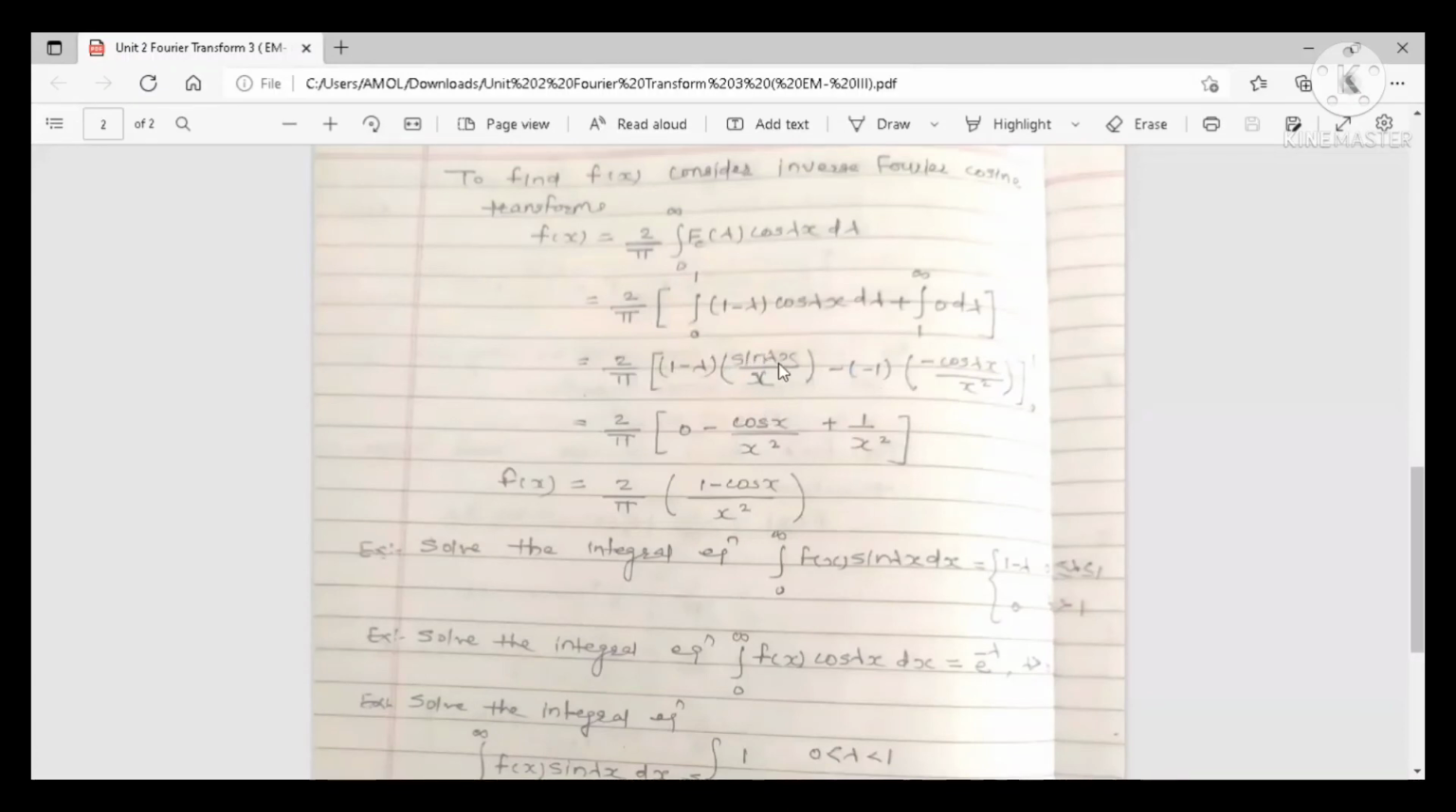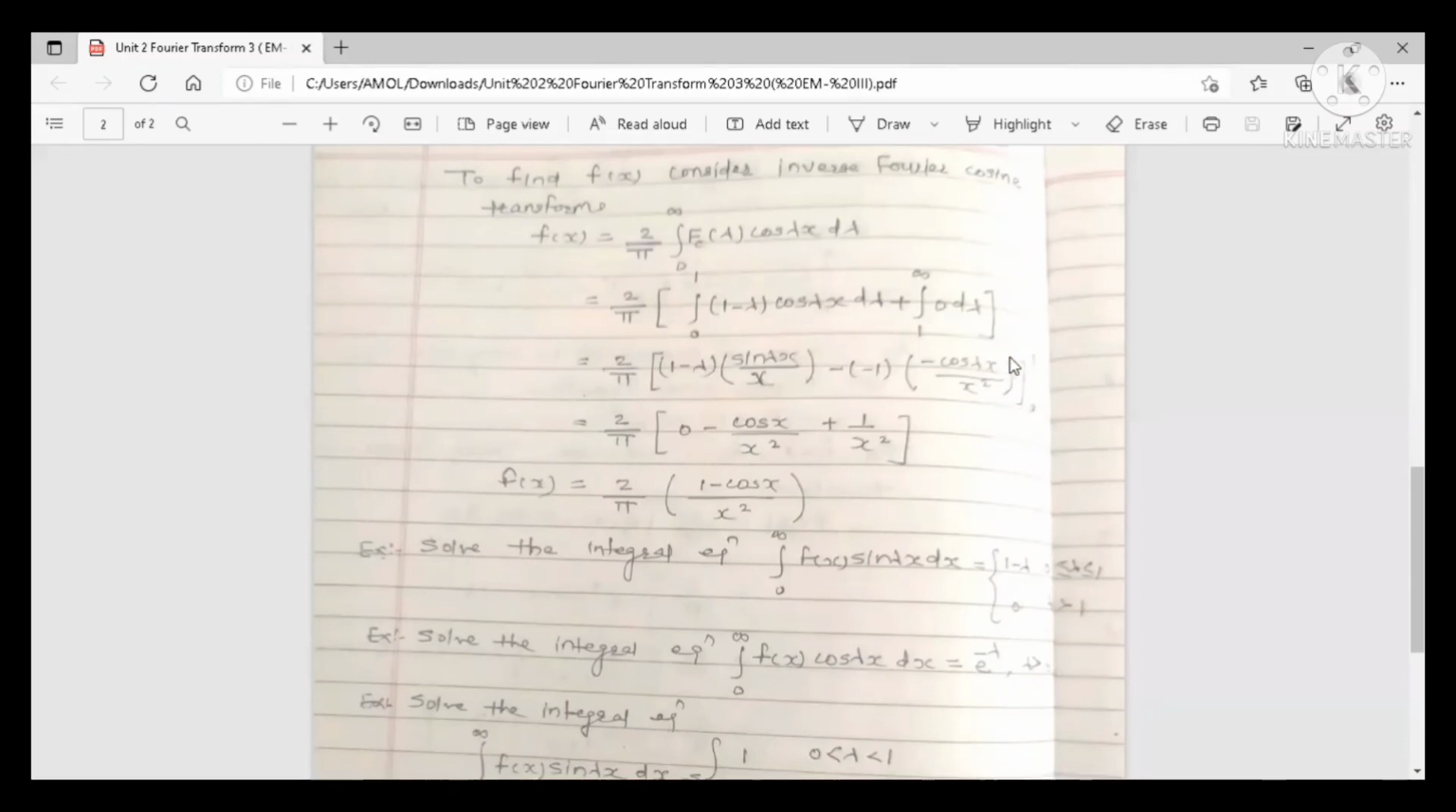v2 means integration of v1. v1 is sin lambda x upon x. x is constant, so v1 by x is as it is. Sin lambda x integration is minus cos lambda x upon x. Already x is there, so x into x, x square. So this is u into v1 minus u dash v2. Next term, u double dash means derivative of this minus 1. Derivative of minus 1 is 0, so no need to write it. All the next terms are zeros, so stop here, with the limits 0 to 1.